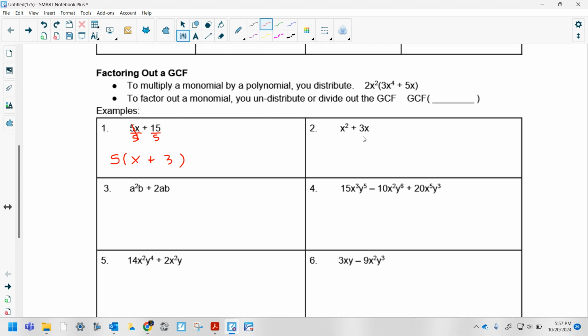x squared and 3x, they have an x in common, and we're going to divide by that GCF. x squared divided by x, well, when you divide exponents, you subtract. 2 minus 1 is x. I'm going to put a 1 in front of this x to show that this is 3 divided by 1. That's a positive 3, and the x's cancel out. As a check, you can multiply. x times x is x squared. x times 3 is a positive 3x, and that's what we had to start with.